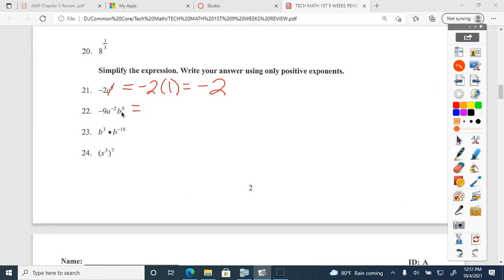Okay? So, same process here. The B to the 0 power. What happens to it? It's just what? It's just 1. So it kind of goes away. How do I make that positive? What do I do with the negative 9? Do I have to make it positive? No, because the 9 is not an exponent. Okay? It says, right, using only positive exponents. All right? So, this will be negative 9 over a squared. Okay?